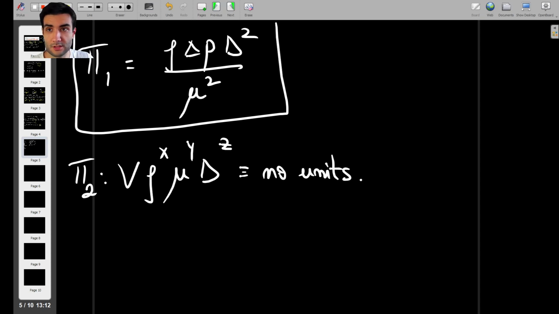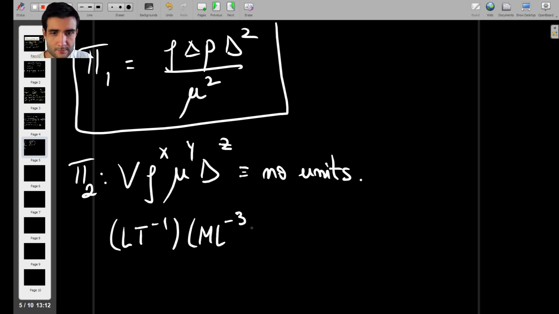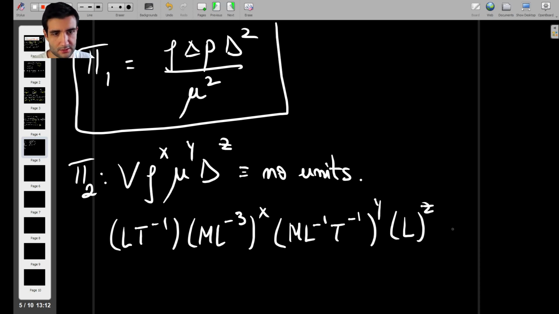And now we write the units and do the same thing as before. So for velocity, we have L t to the minus 1, and then we have m L to the minus 3, everything to the power x. Then viscosity is m L to the minus 1 t to the minus 1 to the power y. And then diameter is just this. And as usual, this should be m to the 0, L to the 0, t to the 0.